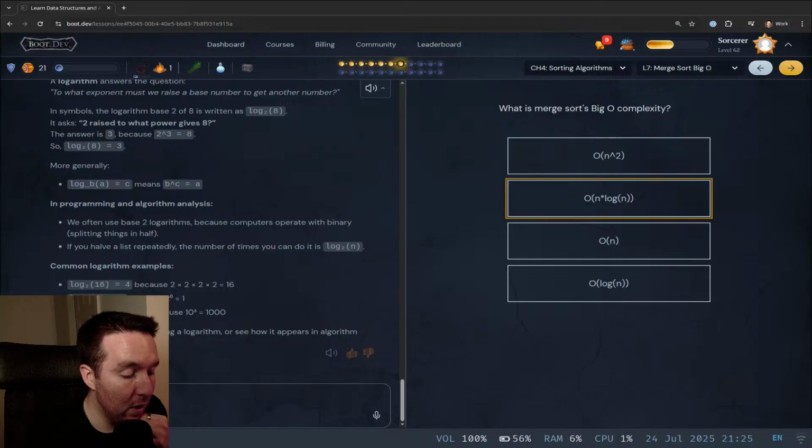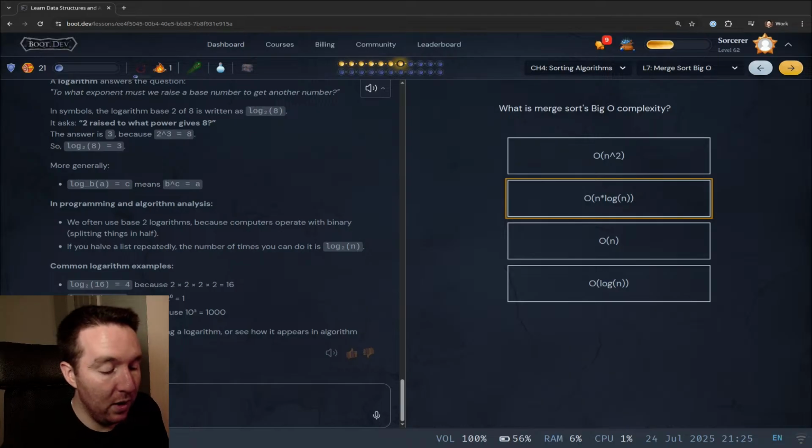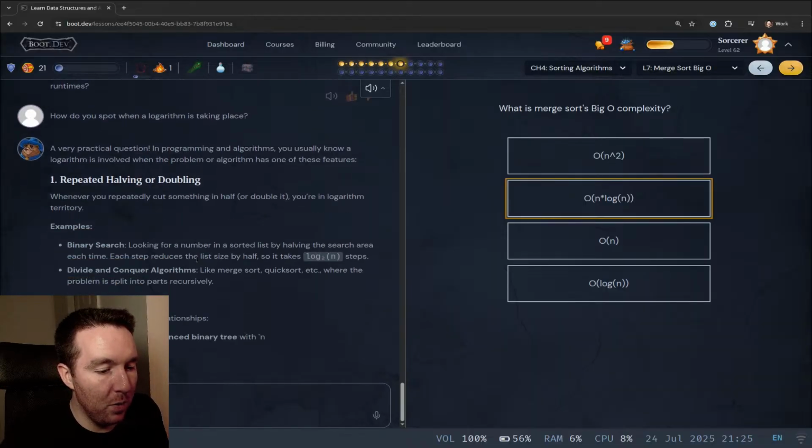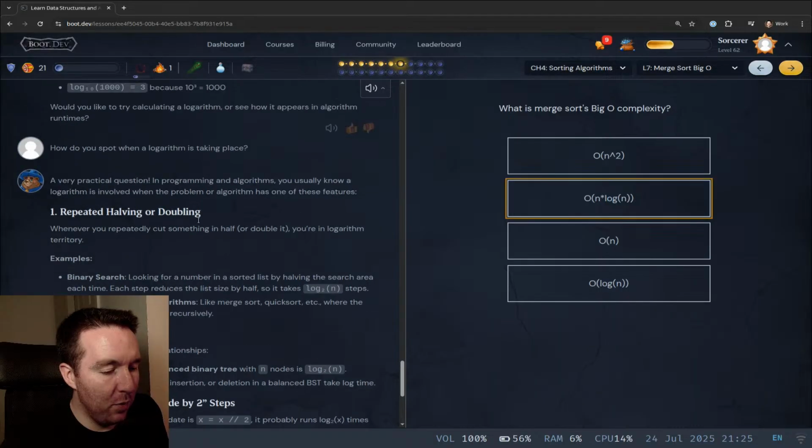Okay. Would you like to try? How do you spot when a logarithm is taking place? I just want to really understand this, to get a firm grasp on it. So, a very practical question.